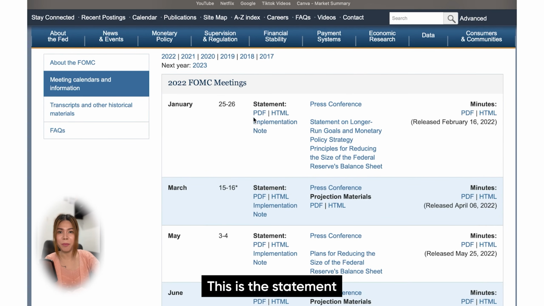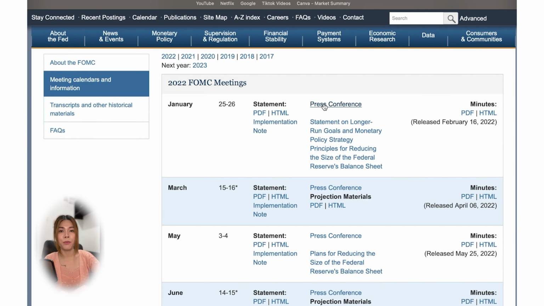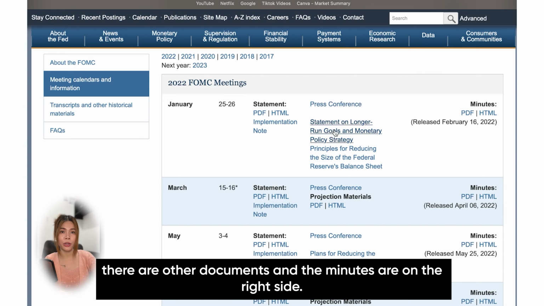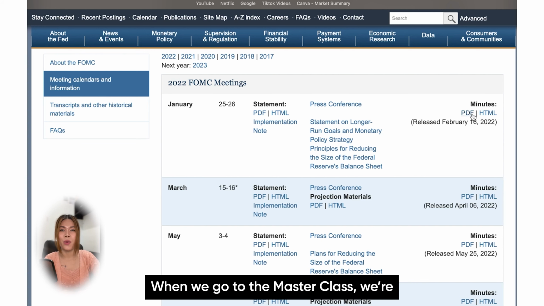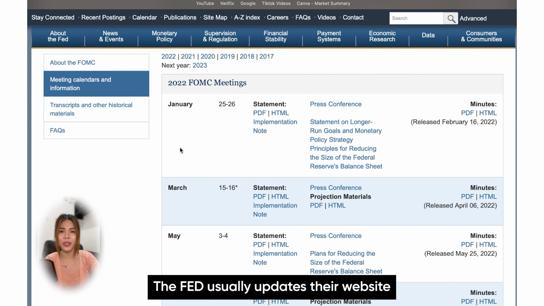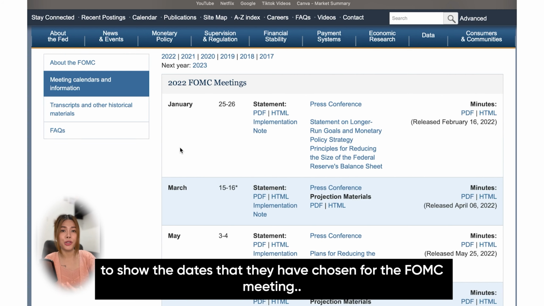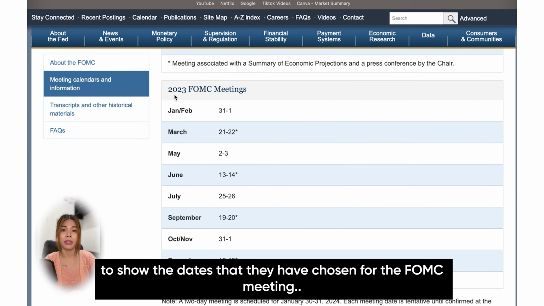So this is the statement, and then on the other side, we have here the transcription of the press conference. On the lower part, there are other documents, and the minutes are on the right side. Since this is a foundation class, we're not gonna be discussing these. When we go to the master class, we're gonna dissect the minutes and the press transcript. The Fed usually updates their website to show the dates that they have chosen for the FOMC meeting.